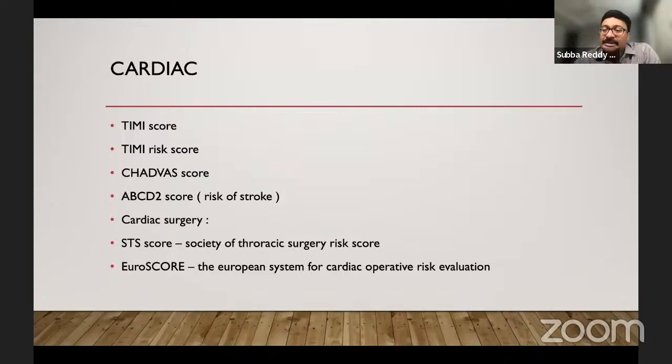For cardiac surgery patients, these APACHE scores and the SAPS scores will not apply. So you need a special scoring system for a patient who is undergoing cardiac surgery. These are societies' scores like the STS score, that is the Society of Thoracic Surgeons risk score. And then we have EuroSCORE, the European System for Cardiac Operative Risk Evaluation.